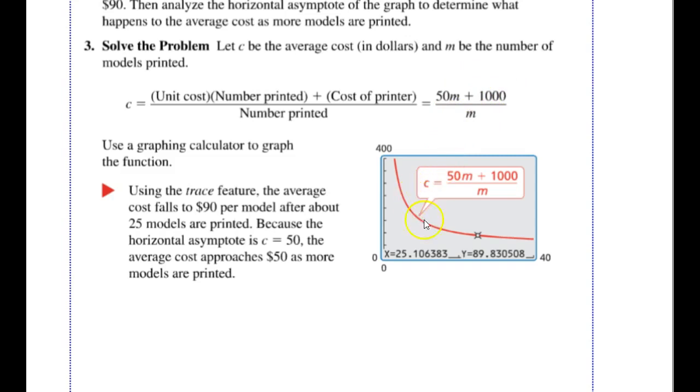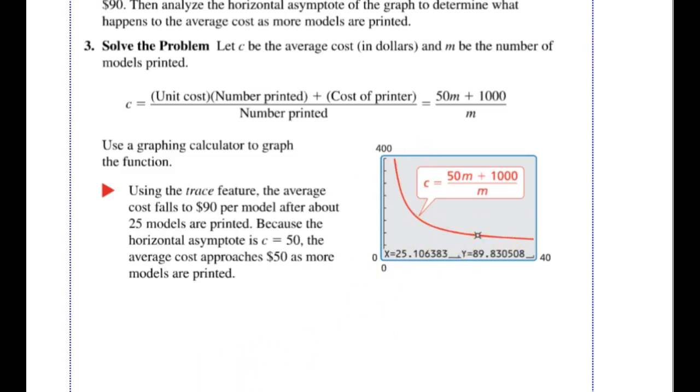graphing calculator, and then I can use the trace feature, or I can use Desmos, remember, to find where it's $90 per model. So find where my y is 90, and then I can see that it's about after 25. So why am I only looking at this part of the graph? Because when I have a rational function, I have two parts of the graph. Well, here, since we're talking about things, I can't have a negative number of models that I print, and I can't have negative cost. So I can get rid of that part of my graph and only focus on the positive.